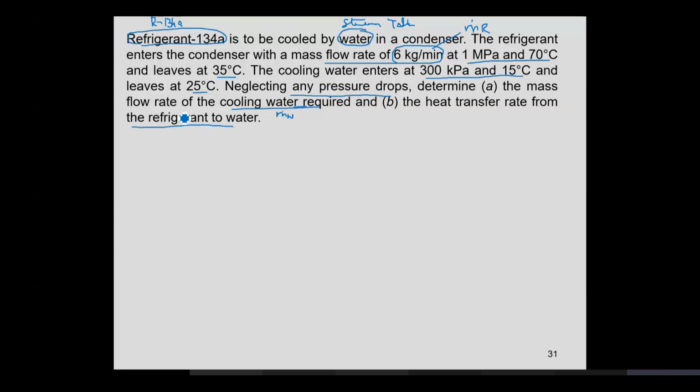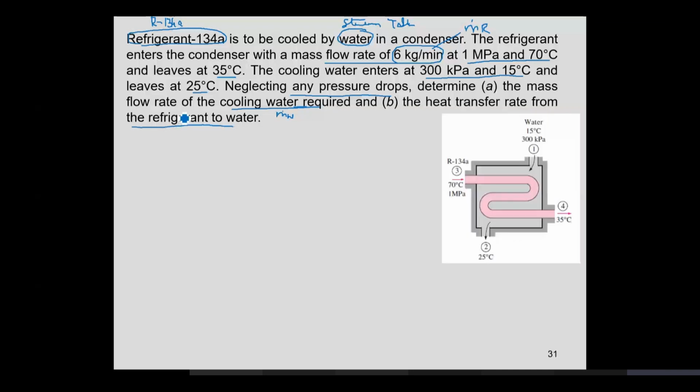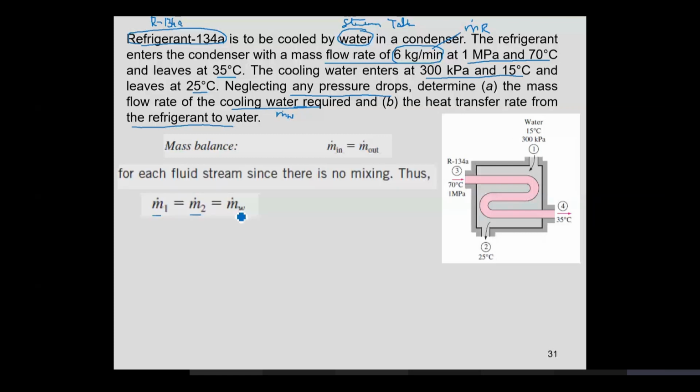The mass balance equation says m in equals m out. Since each fluid is flowing independently and there is no physical mixing, you would have the mass flow rate at 1 equal to at 2, which is the mass flow rate of water, and at 3 equal to 4. The inlet and exit are the same, and that is the mass flow rate of the refrigerant.